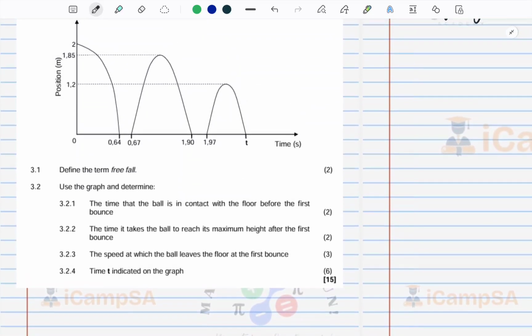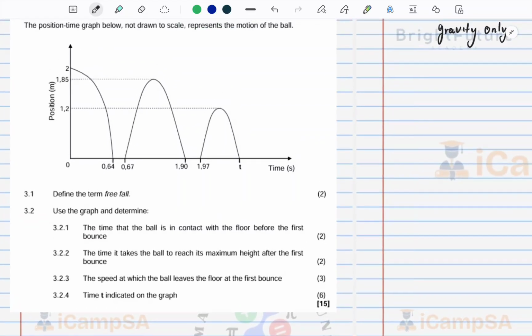Now they're asking us here to use the graph and determine the time that the ball is in contact with the floor before the first bounce. Okay, the first bounce. So we can see that the ball moves from here, gets here, and then from this time to this time, it's in contact with the ground, and then bounces off.